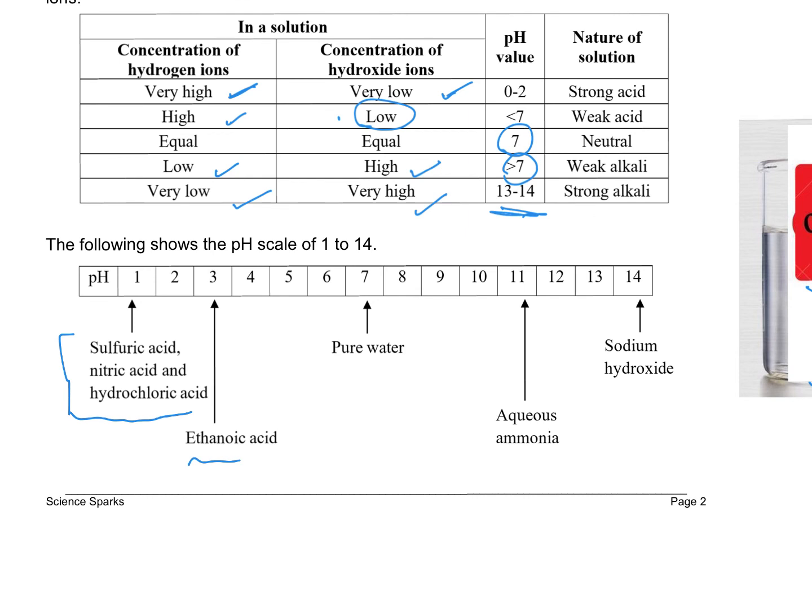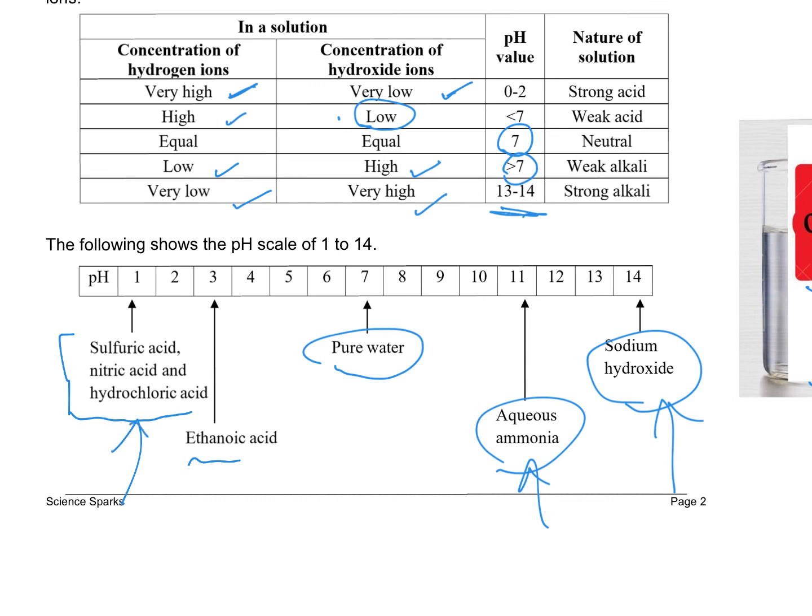There's also water, neutral solution, pH 7. Aqueous ammonia is a weak alkali, about pH 9 to 11 or 12. Sodium hydroxide is a strong alkali, pH 13 and 14. So you'll be using all these chemicals, reagents in the chemistry lab. So please be careful. If you have it on your hand, please wash it, and please do not touch your eyes or your face. Once you touch it, please go and wash it.